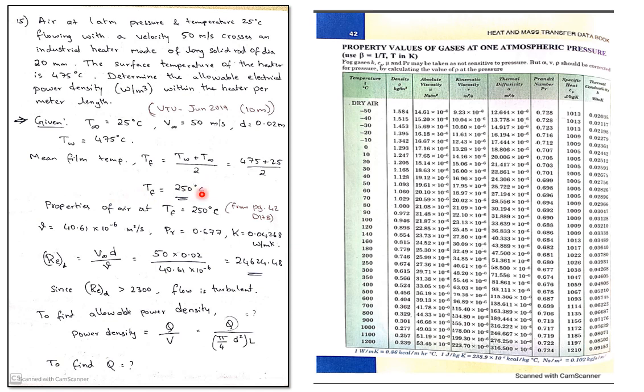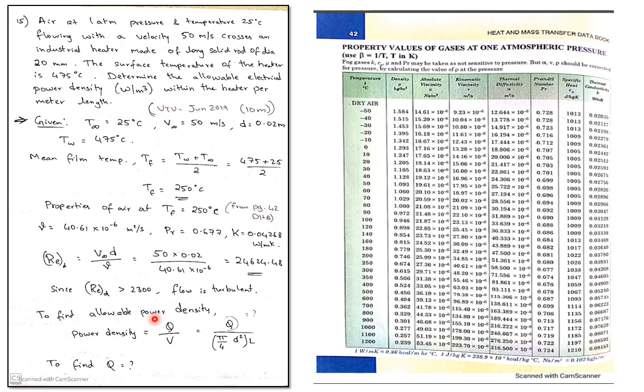Okay, you get the TF. So from this data handbook page number 42, here you can see the 250. From here you can get the values of properties of air. Now the next step is to find the Reynolds number, where Re = V infinity into D by nu. Here we get the Reynolds number as 24 into 10 raised to 3. This is greater than 2300, hence you can declare the flow is turbulent.